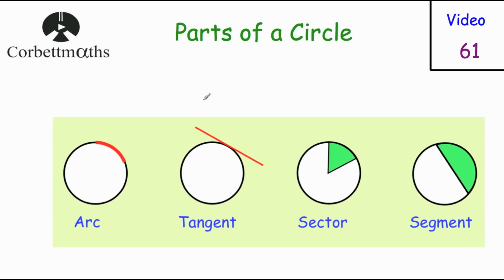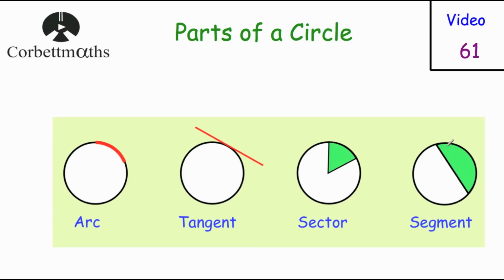So video 61 is parts of the circle, and we've already looked at the radius, the diameter, the circumference and a chord. Now let's look at some more parts of the circle. So we've got the arc, which is part of the circumference. We've got a tangent, which is a straight line that touches the circle once and carries on. We've got a sector, which is part of the circle, this green region here, or I like to think about it in terms of a slice of pizza.